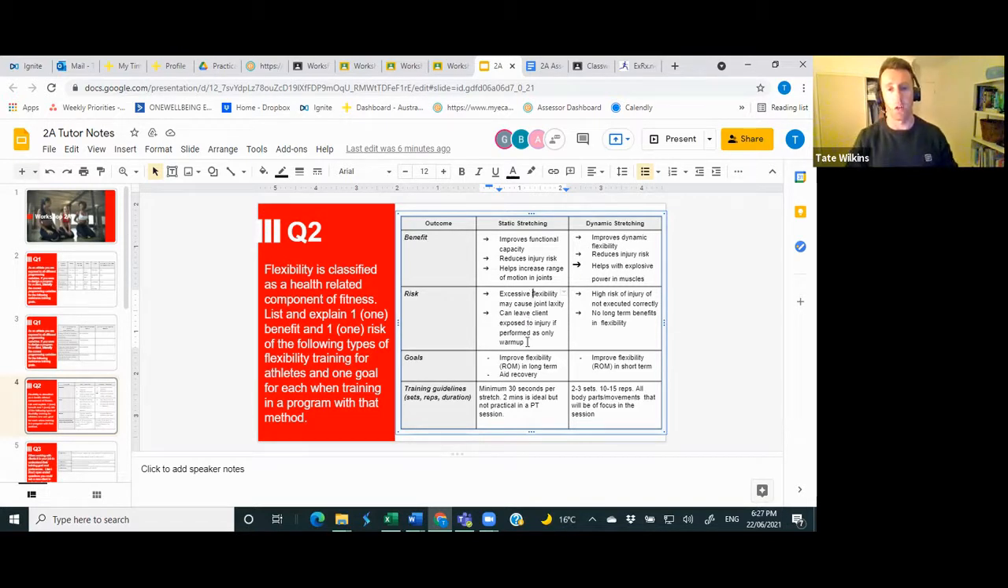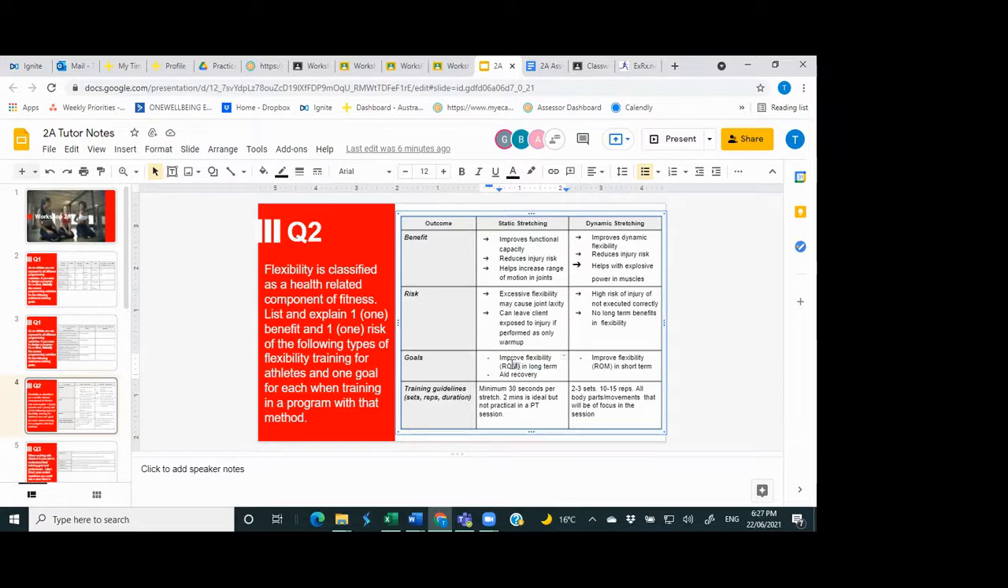So if you only do static before an exercise, you're limiting the range of motion. And you can always write down range of motion as ROM, like this one here, which is highlighted. Just with the risk of static, excessive flexibility may cause joint laxity.